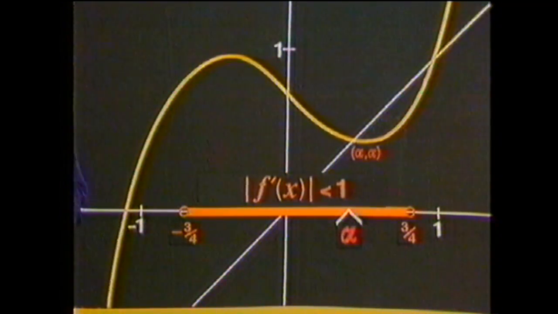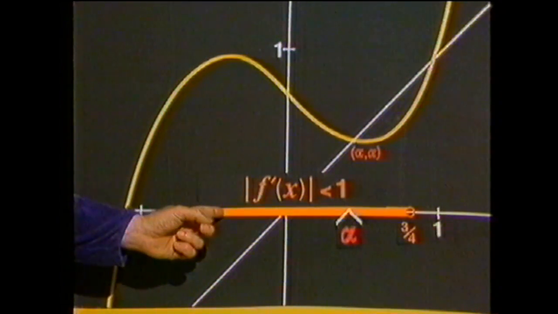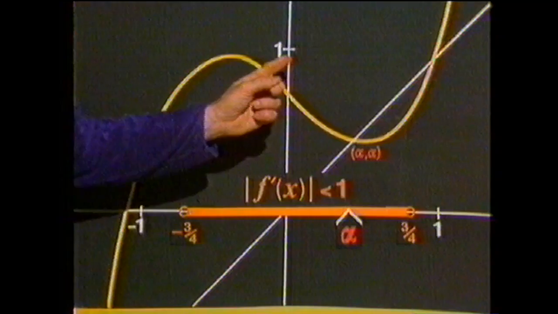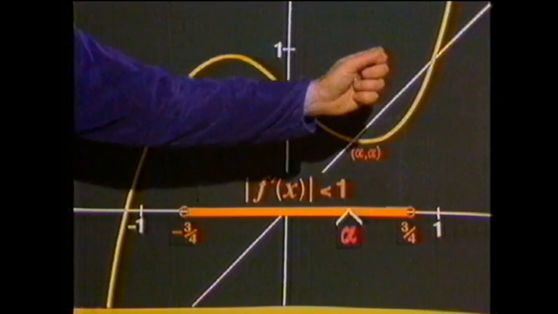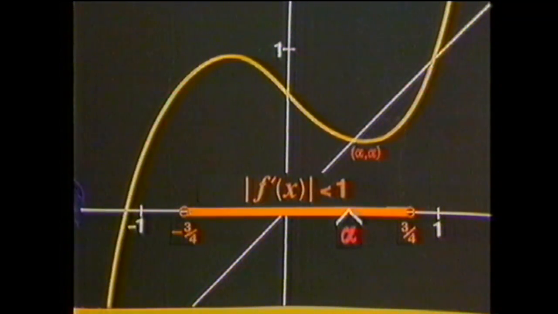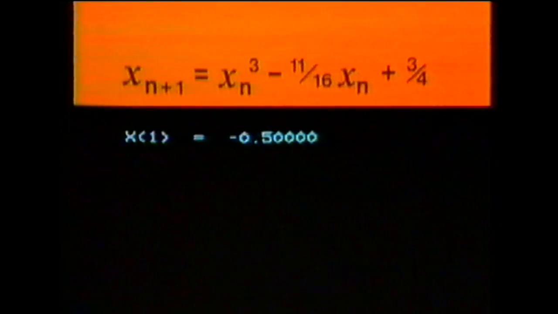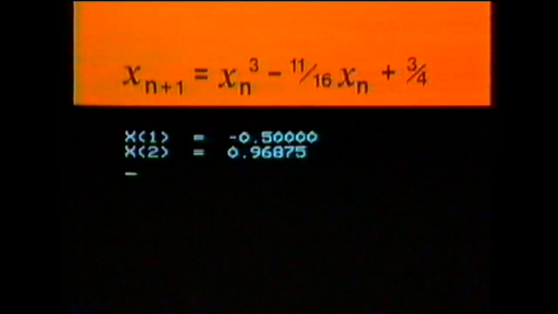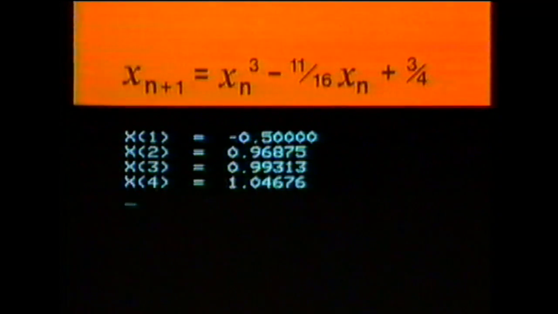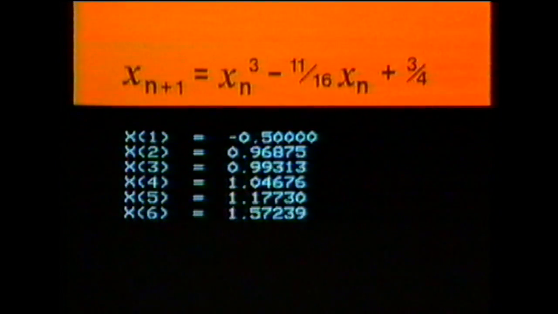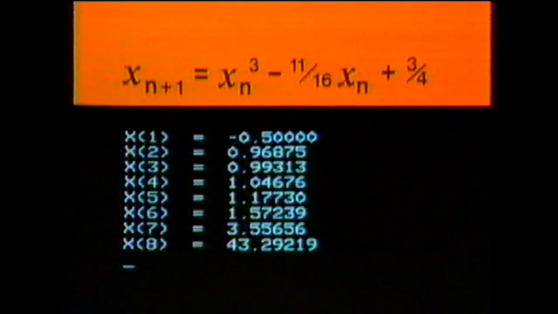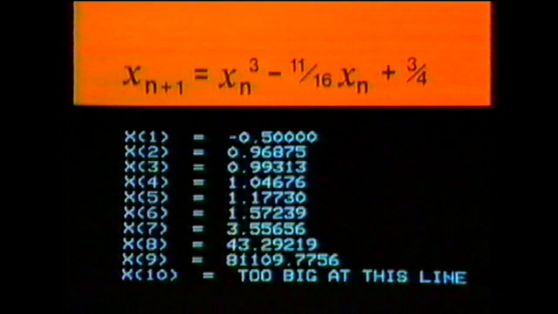Now, what about minus a half? Well, that's in the interval. Now, does that mean that the iteration will converge? What do you think? Well, that's a bit embarrassing. It's not converged. Well, why not?